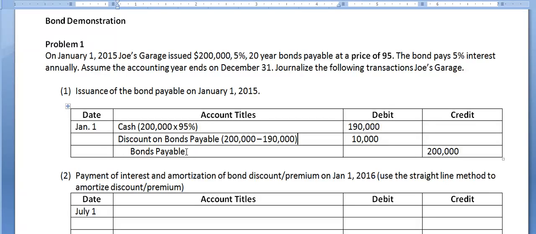Now, as we take a look at that discount, the difference between receiving $190,000 now and having to pay back $200,000 20 years from now, it sounds like extra interest, doesn't it? And that's what it is. It's a difference between interest rates. You're paying 5%, perhaps someone else is paying more. But we can't call it interest expense right now, all on the day that the bond is issued, because this bond lasts for 20 years.